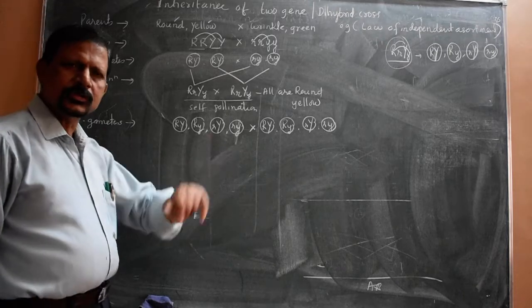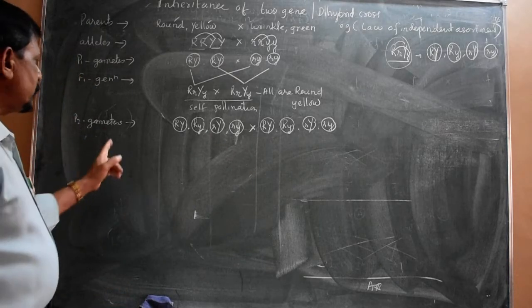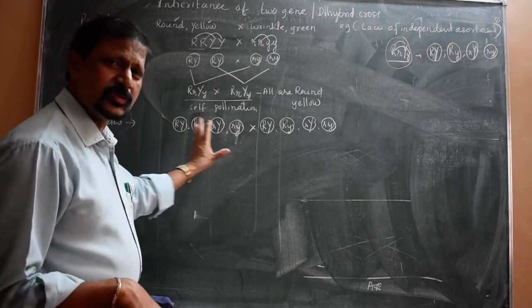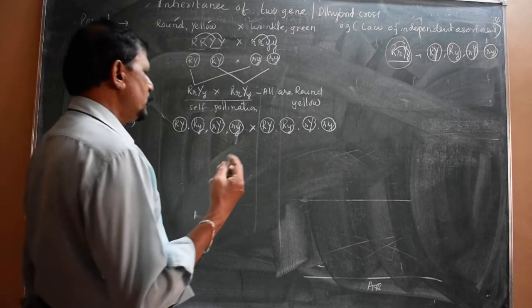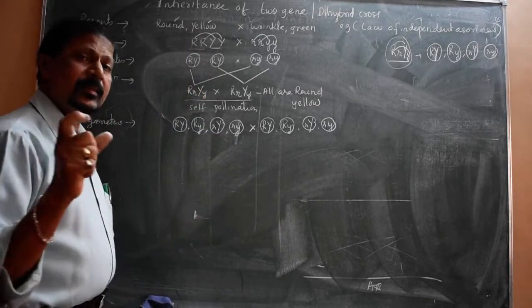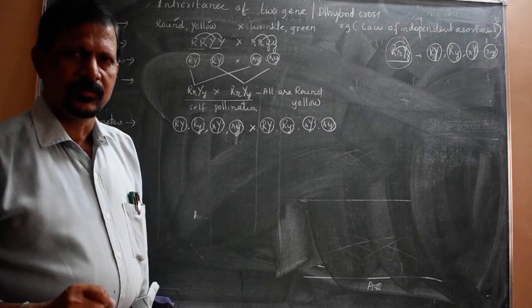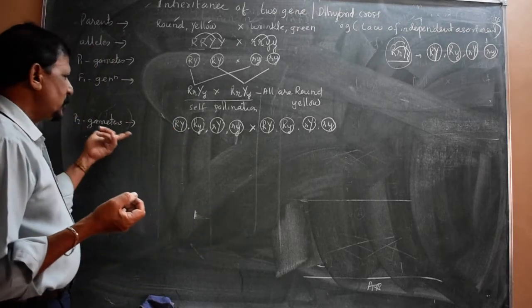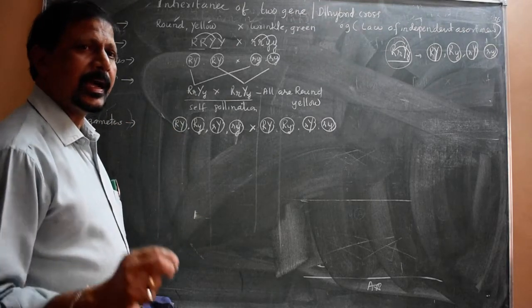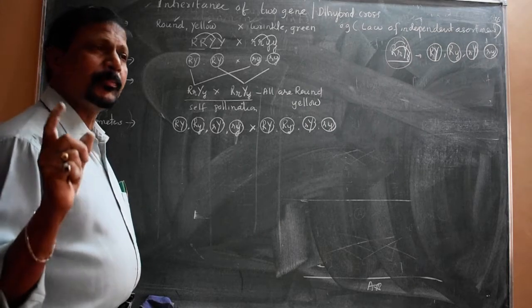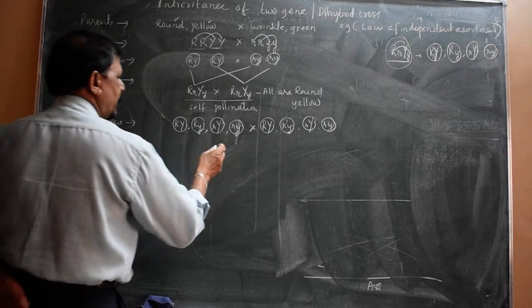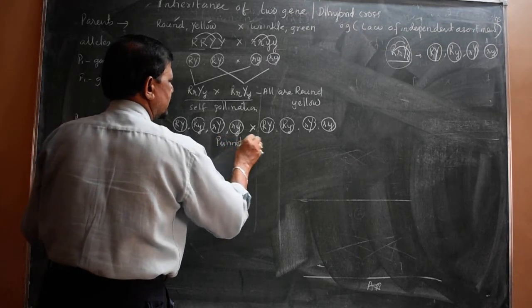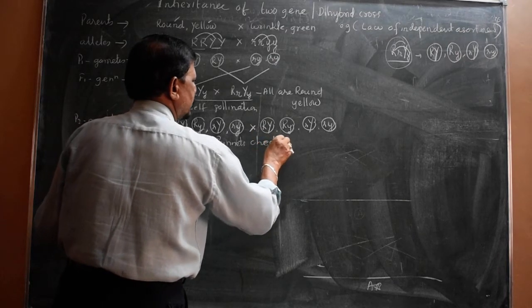Now you have to cross. If you cross like this, it will be a little bit difficult and confusing. So that is why here you use the Punnett checkerboard system. While explaining the P2 generation plants, Mendel suggested using the Punnett checkerboard system. How do you do the Punnett checkerboard system? See, the Punnett checkerboard.